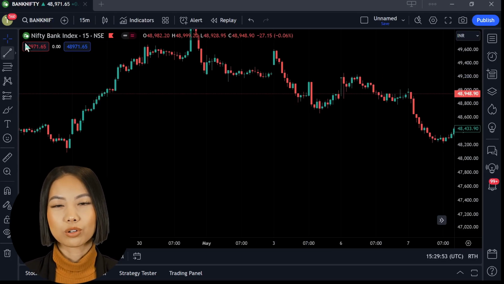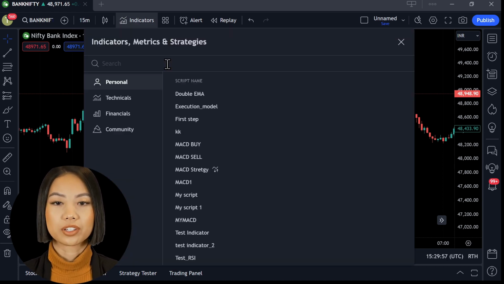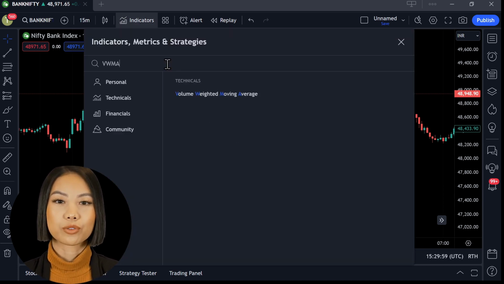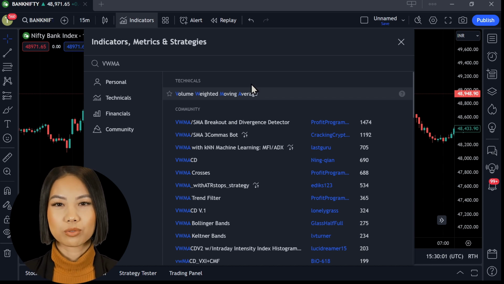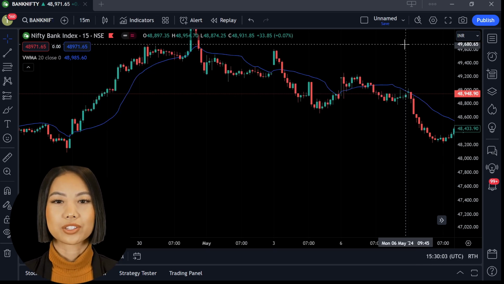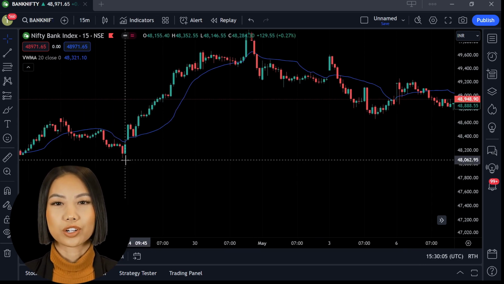How to set up the volume-weighted moving average in TradingView. Open TradingView and choose your preferred chart. Click on the Indicators button at the top of the screen. In the search bar, type Volume-Weighted Moving Average and select it from the list. It will now appear on your chart.